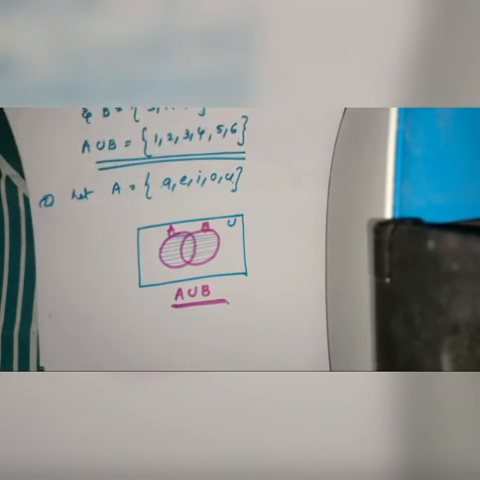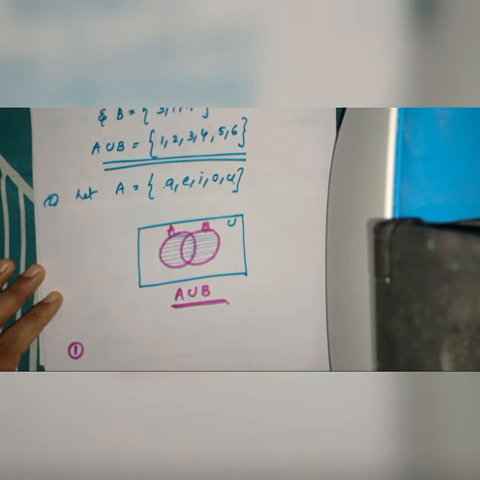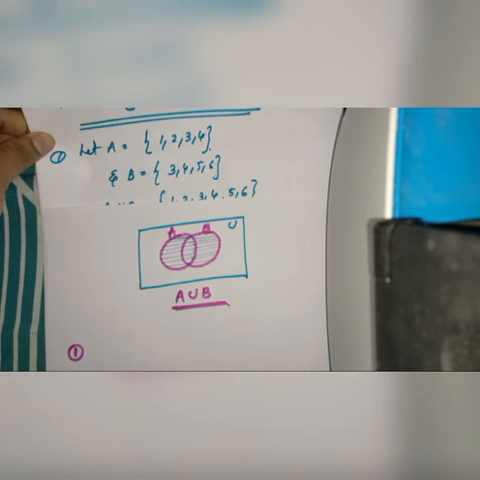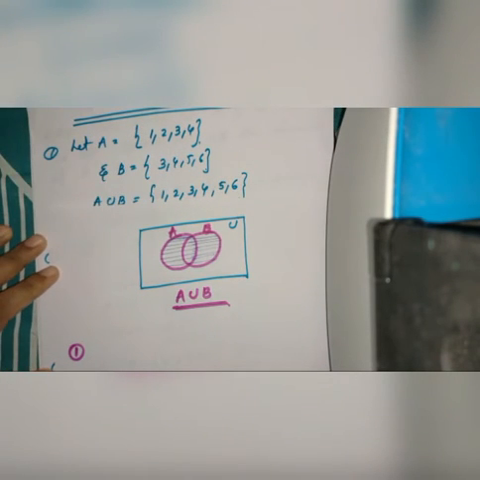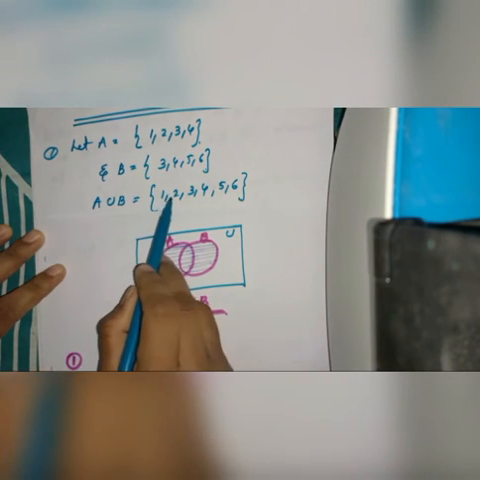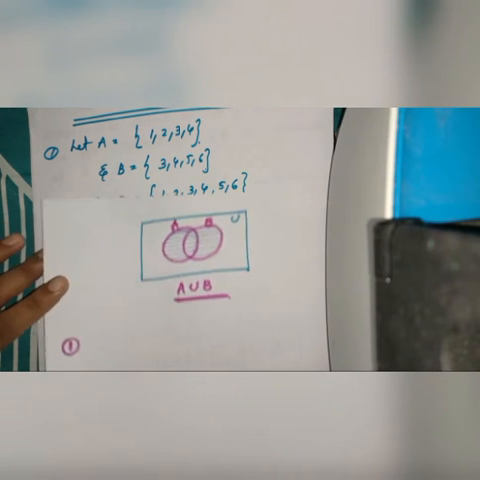Let us draw the Venn diagrams of the examples we did. Okay, the first one: let A be equal to {1, 2, 3, 4} and B be equal to {3, 4, 5, 6}, and you know that A union B is equal to {1, 2, 3, 4, 5, 6}, and this we can represent using a Venn diagram.